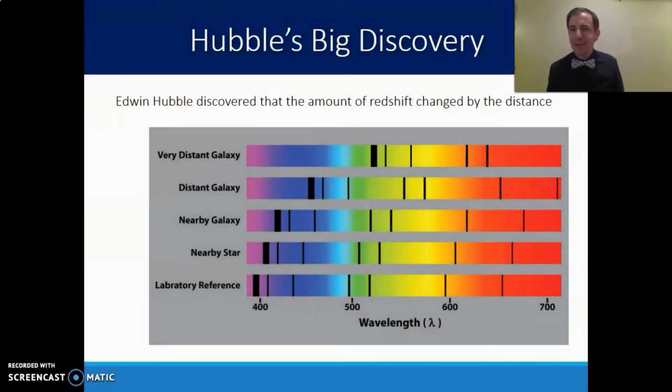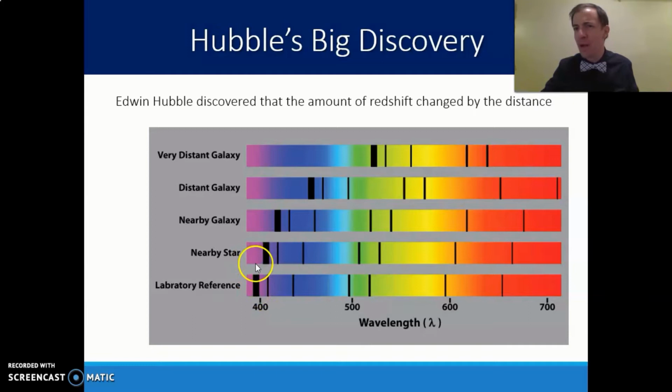And it comes down to a scientist by the name of Edwin Hubble. You might be aware of this name from the Hubble telescope. And Edwin Hubble's biggest discovery was that the redshift of these stars changes depending on the distance, which means that as a laboratory reference, you would expect to see these lines here.